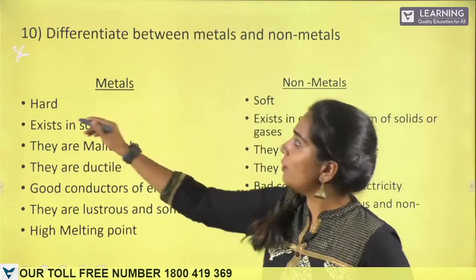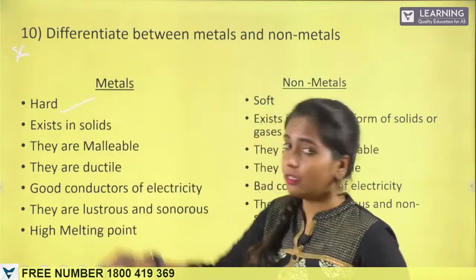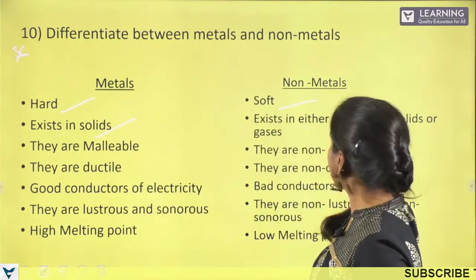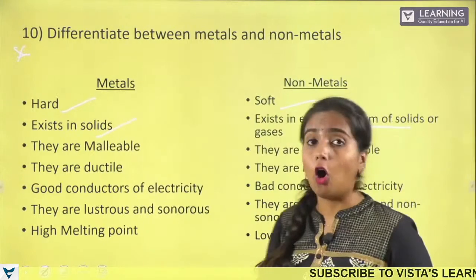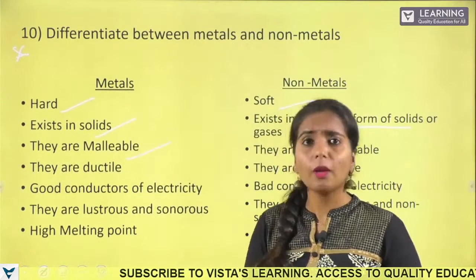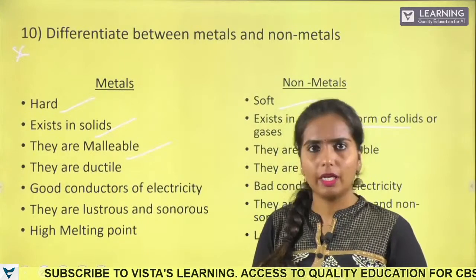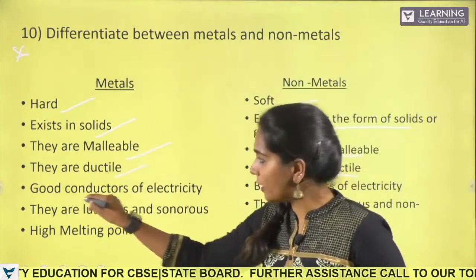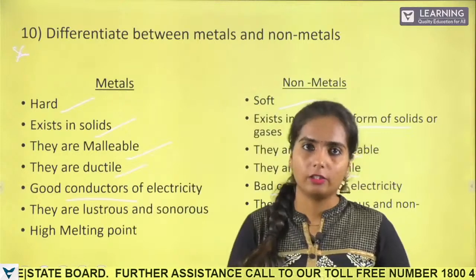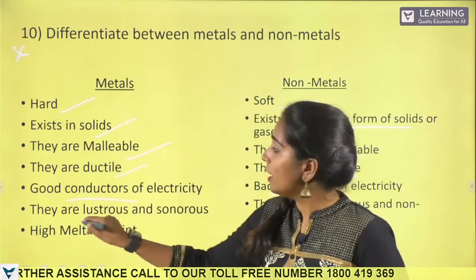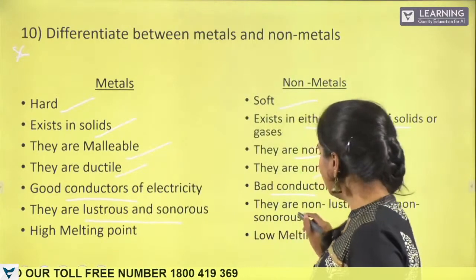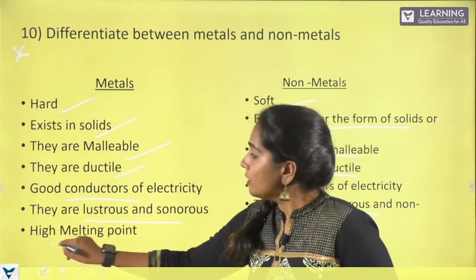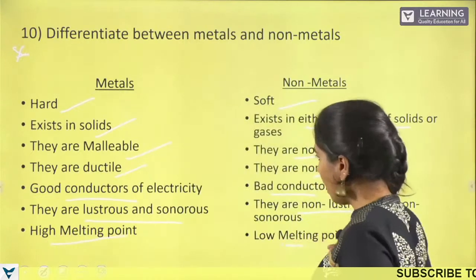Here metals are hard, and when it comes to non-metals, they are soft. Metals exist in solid form. Non-metals exist either in solid or in gaseous state. Next, metals are malleable, and non-metals are non-malleable. Metals are ductile and non-metals are non-ductile. Metals are good conductors of electricity and non-metals are bad conductors of electricity. Metals are lustrous and sonorous. Non-metals are not lustrous or sonorous. Metals have a high melting point and non-metals have a low melting point.